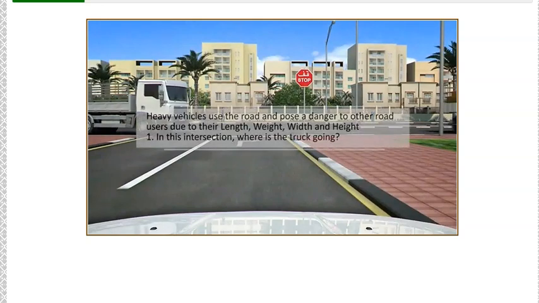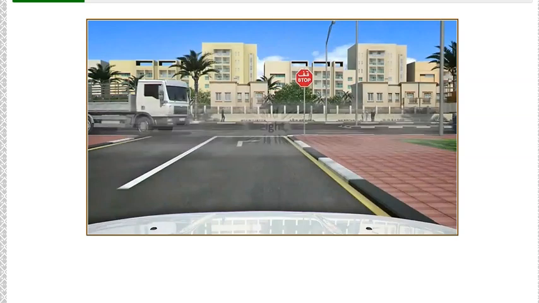Heavy vehicles use the road and pose a danger to other road users due to their length, weight, width and height. In this intersection, where is the truck going?